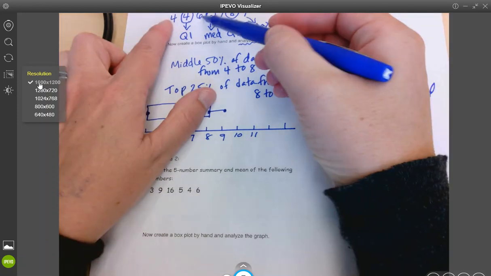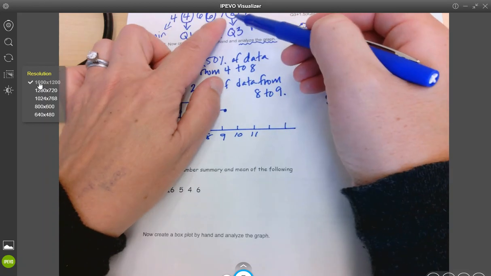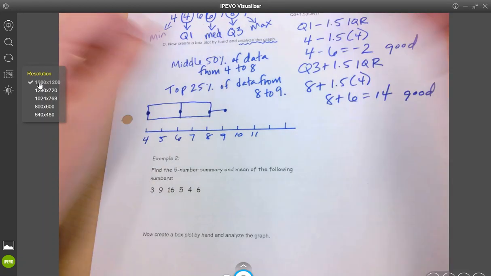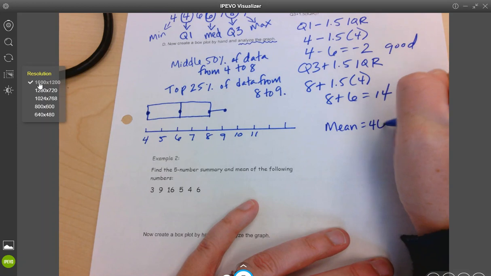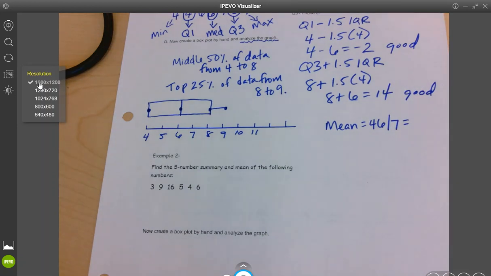So I'm looking at the numbers, adding them, I get 10, 20, and then another 15 is 35, and then a 9 is 46. So I have 46 divided by 7, and let's see if we get the same thing. Oh, I'm just going to use my phone.